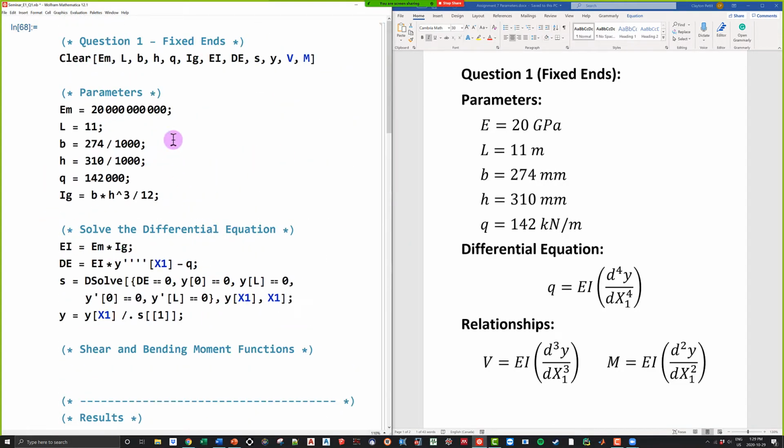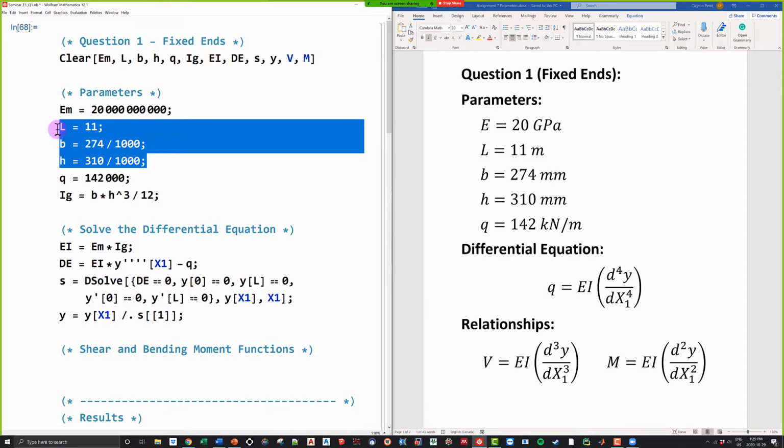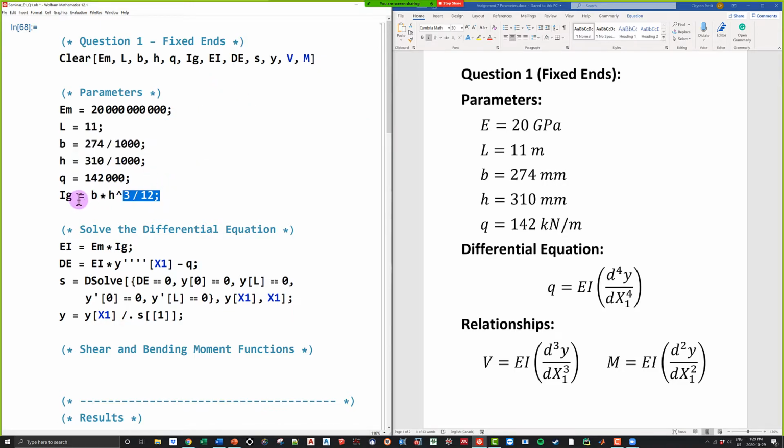So here's our parameters, and let's go through them. Should our Young's modulus be negative? No, you guys are right. Young's modulus should not be negative. How about our dimensions of the beam? Should we have negative dimensions? Well, that one's easy, of course not. Moments of inertia, well, that's based on dimensions, of course not. So the only thing that we're left with is Q.